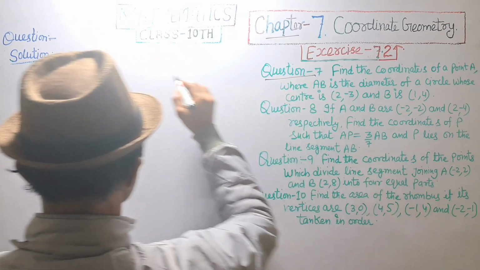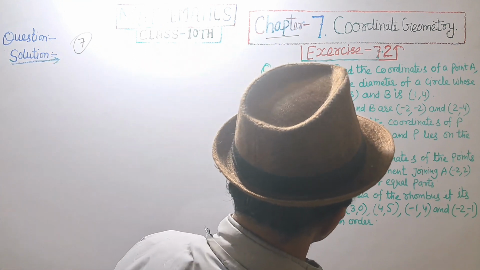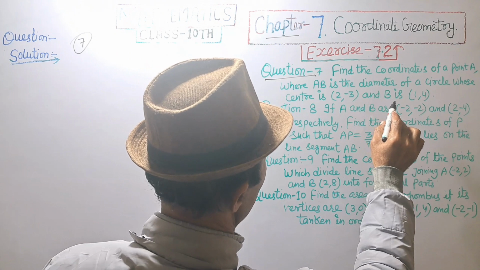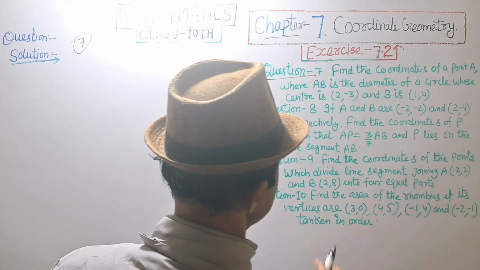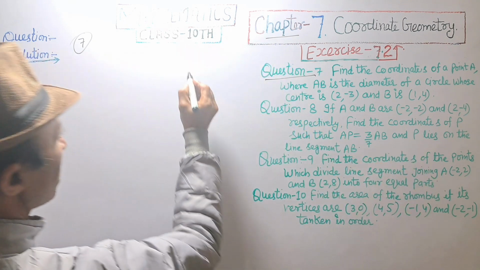Question number 7 given. Find the coordinates of a point A where AB is the diameter of a circle whose center is (2, -3) and B is (1, 4).